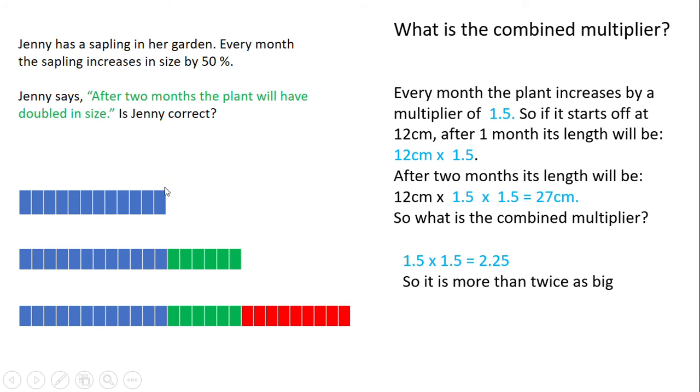So this is the essence of compound change, is that as something grows, whatever percentage it increases by represents a bigger number than it did before. So things grow at a faster and faster rate.